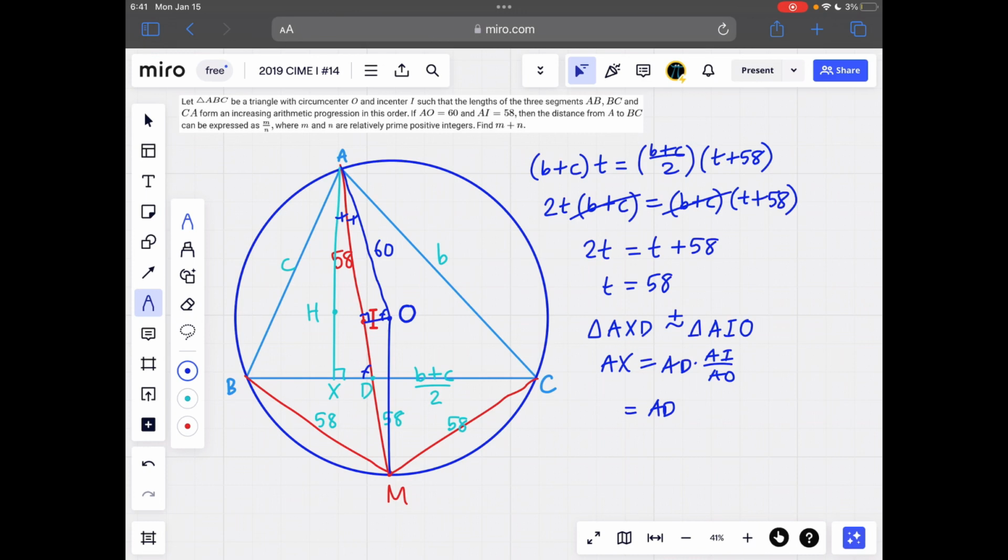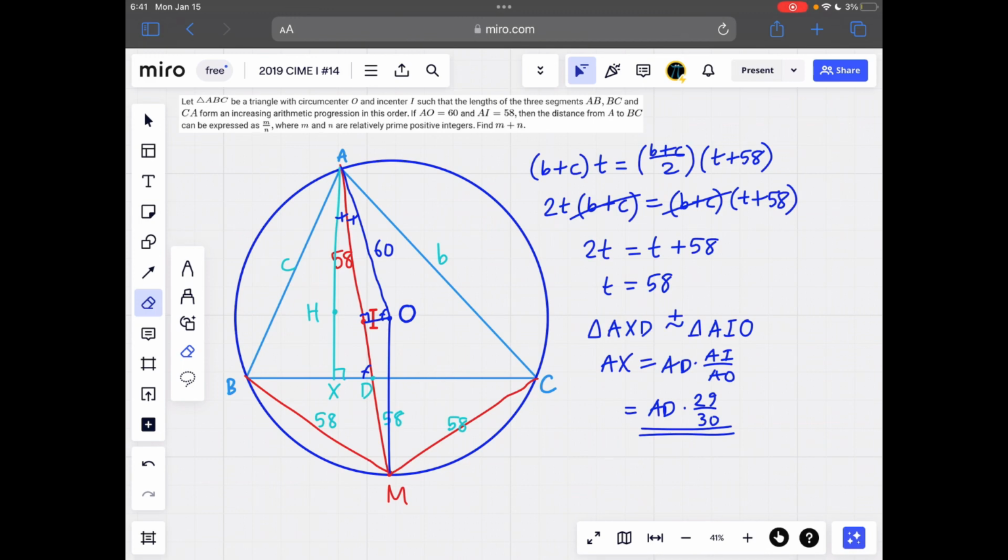And this is just equal to AD times 58 over 60. We know the lengths of AI and AO. And 58 over 60 is just 29 over 30. So all we need is AD times 29 over 30. But how do we find AD? Well, we can use power of a point at point D.